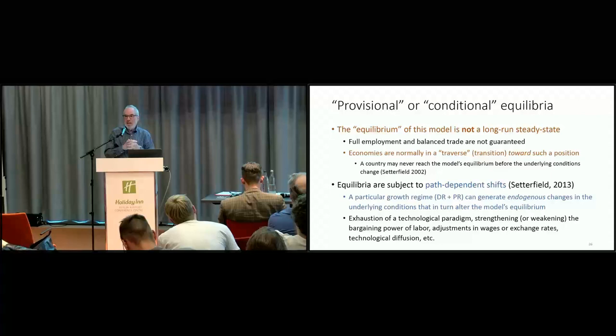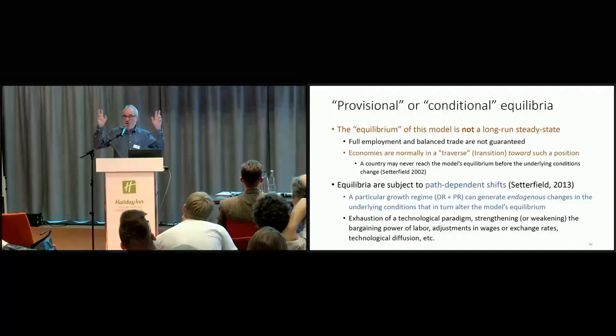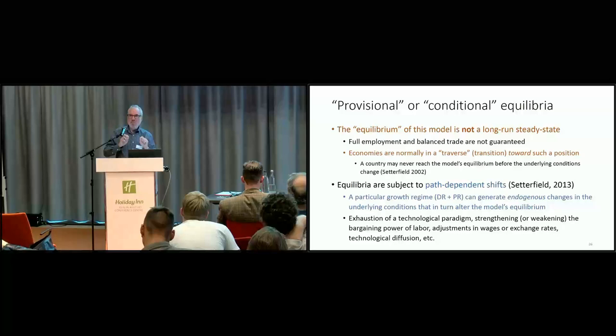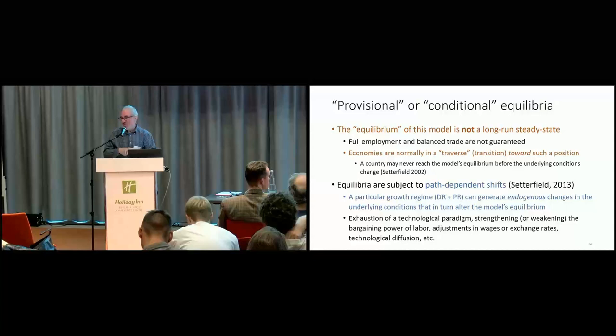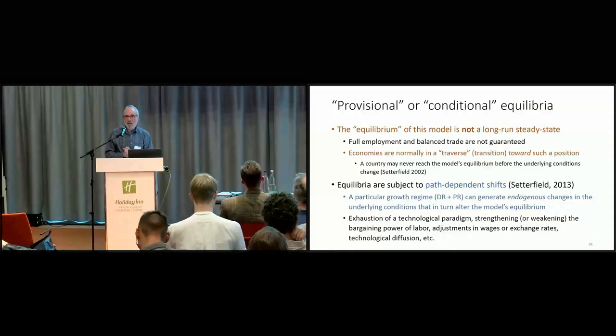And even then, a real-world economy would normally spend most of its time not in such an equilibrium, but moving toward it from one side or the other. And then while a country is in such a growth path, which you might call a traverse or transition toward an equilibrium state, the country might never reach there, in fact, very likely would never reach the equilibrium before the underlying parameters would change. Now, those parameters could change because of exogenous reasons, politics, wars, etc., but they could also change and often do change because of endogenous transformations.